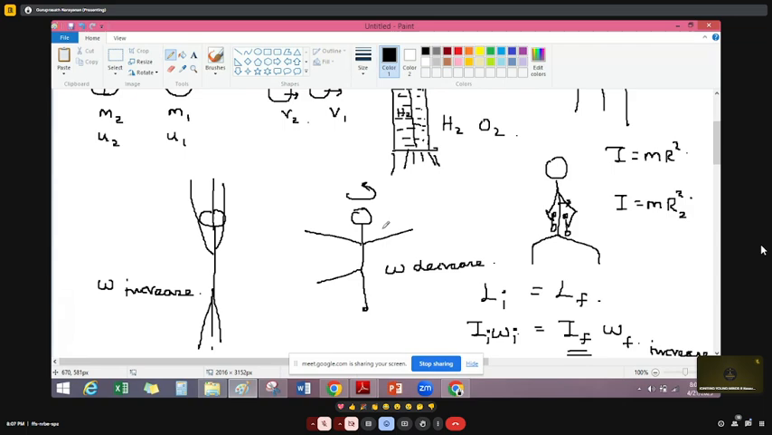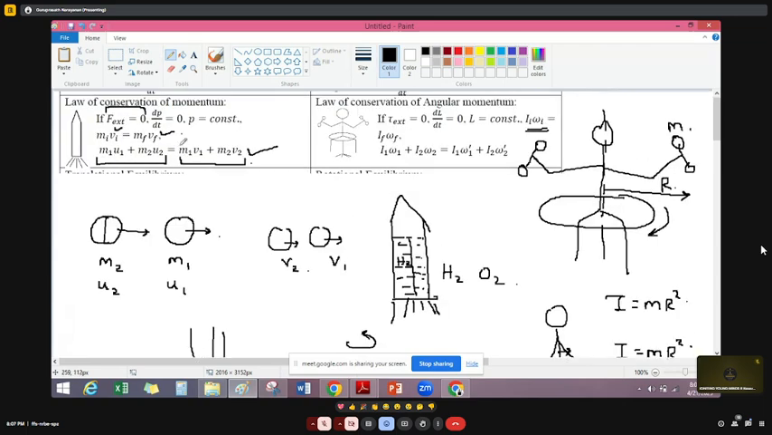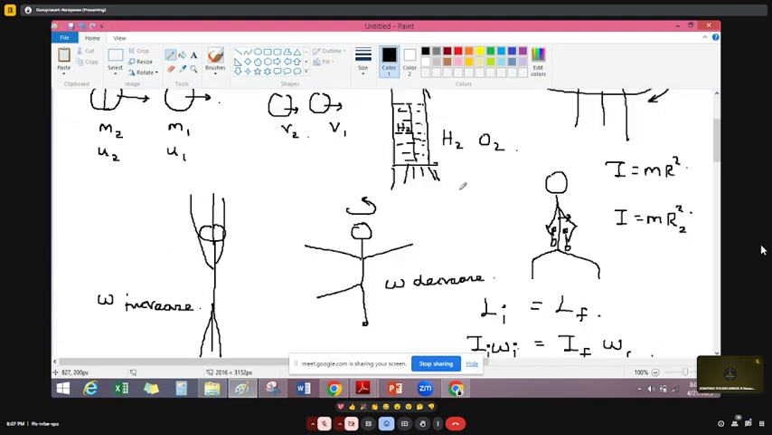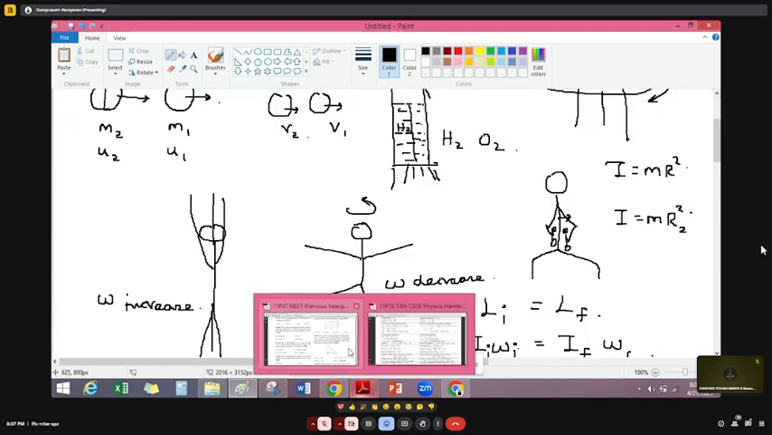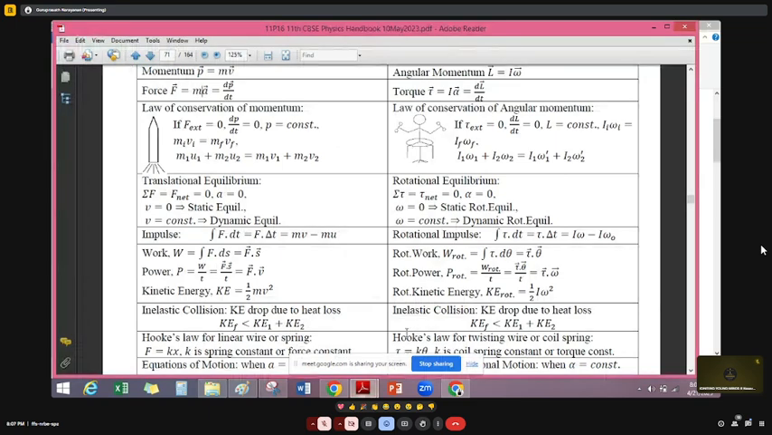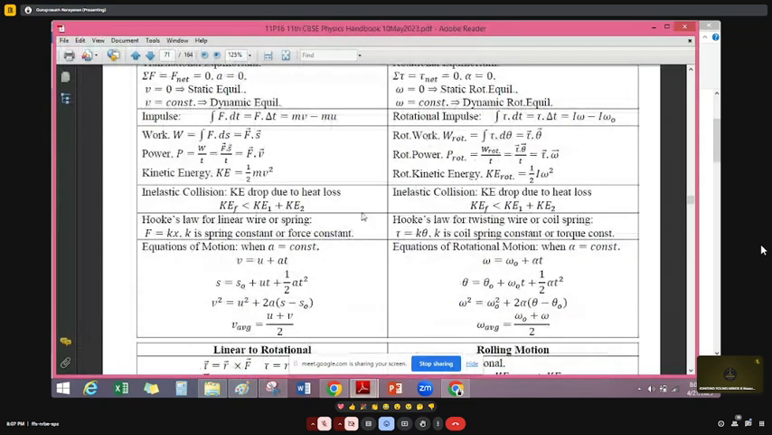Anybody not following this? So if you understand this, angular momentum L before is equal to L after. Okay, I think I will get started with the numerical. I have given you some good introduction. You can go through it.